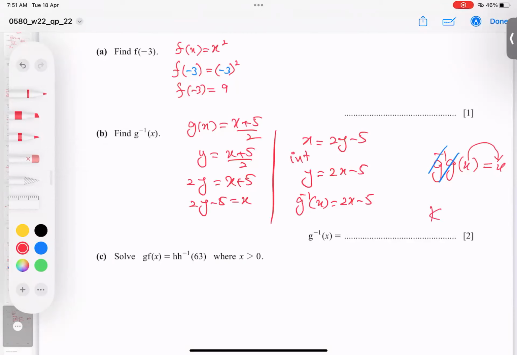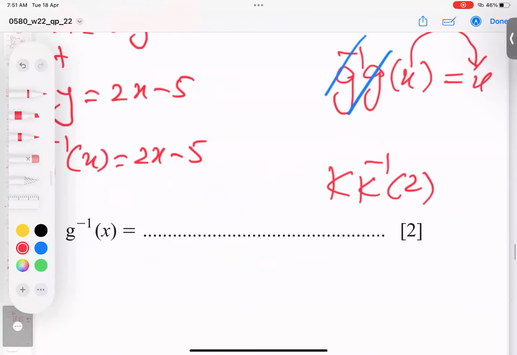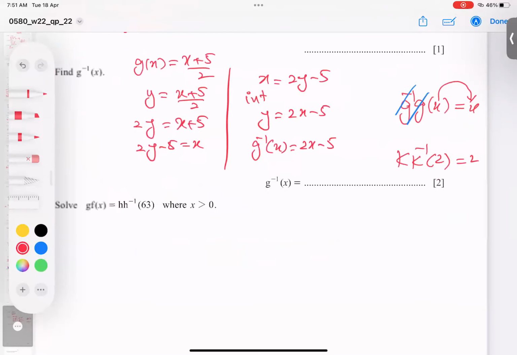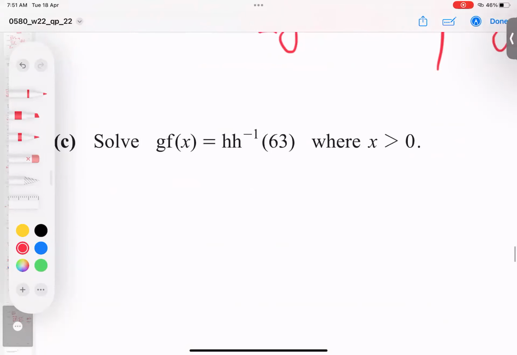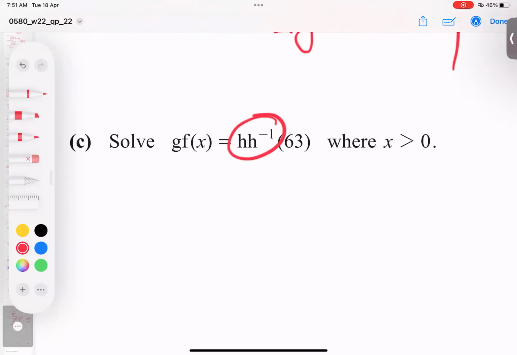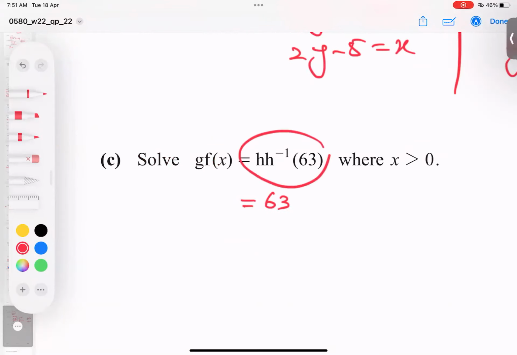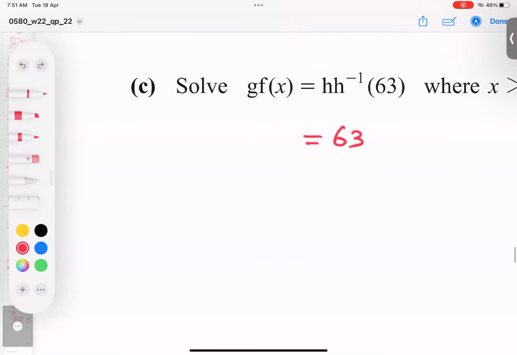Even k inverse of 2. What happens, students? K inverse cancels, I get 2 back. So what is the situation here? H inverse cancels each other and we get 63. So alhamdulillah, this idea you understood, and their functions must match. Same, but one inverse, one without inverse. Make sure. And now what is the technique to do the right hand side?